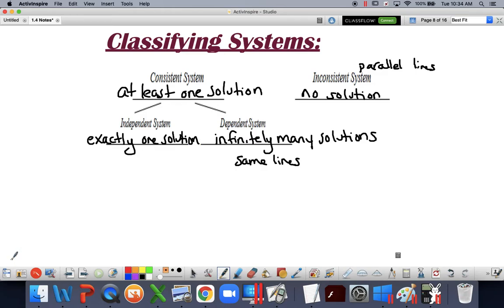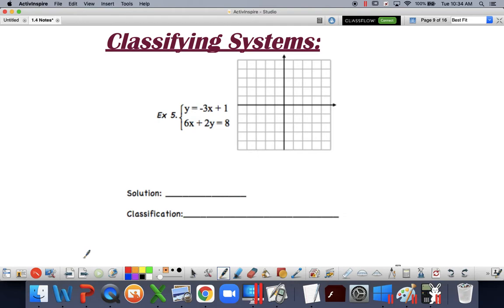So let's go ahead and get to some of these examples, right? We've done the exactly one solution, the consistent independent. Let's look at a consistent dependent and an inconsistent system. For this one, right, I want to be able to graph this. And thankfully, I've got y equals negative 3x plus 1. Finally, we have an example where it's already in mx plus b format. So I'm going to go ahead and plot my y-intercept and then use my slope of negative 3. Remember, that's down 3 to the right 1, or up 3 and to the left 1.